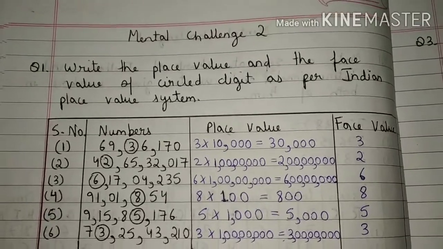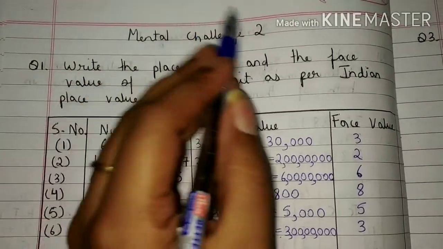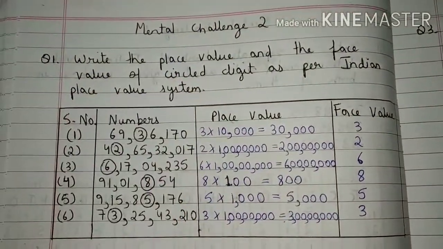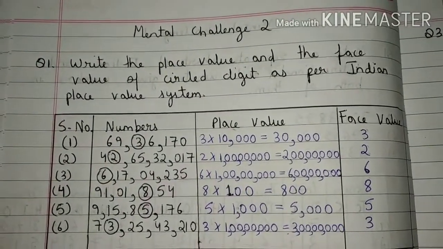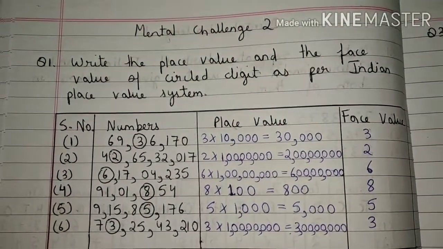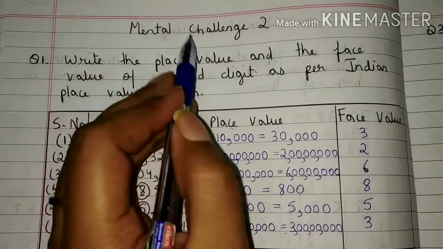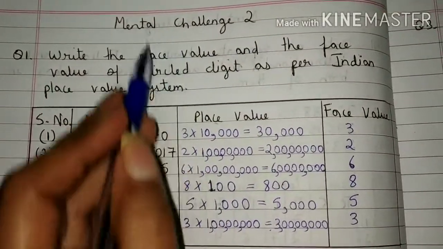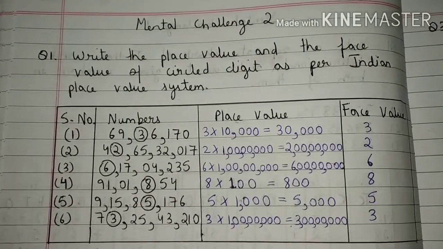Students, today I have completed Mental Challenge 2. Students, your homework is to write table of 9 in your fair copy and complete Mental Challenge 2 in your mental math book. Students, this is your homework.